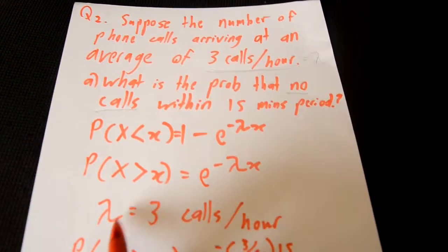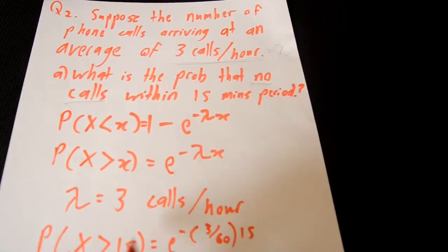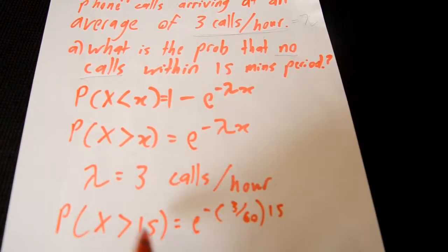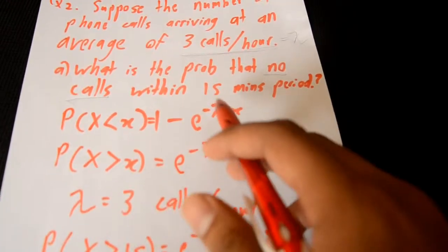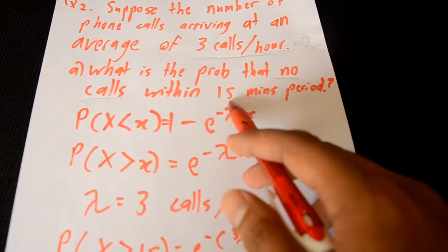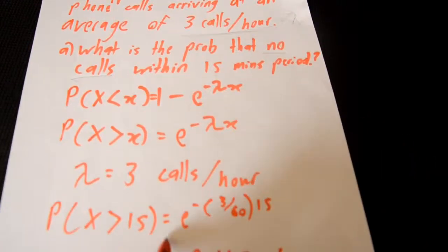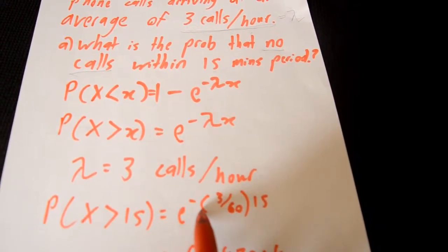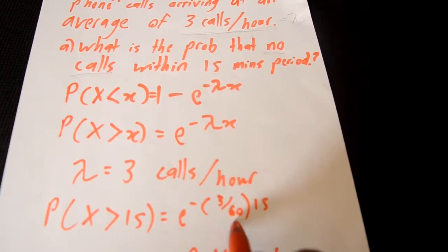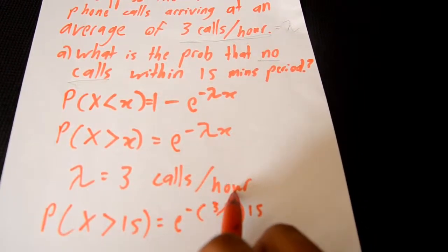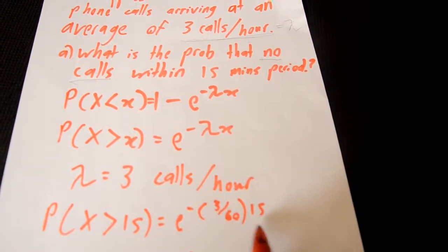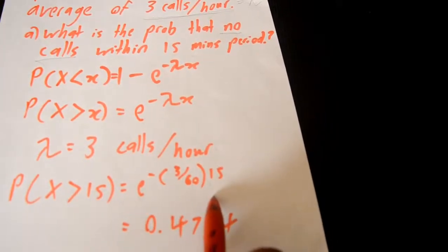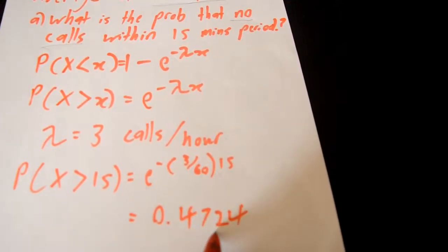From the question we know that lambda is equal to 3 calls per hour. Like always, we substitute lambda equals 3 into the formula, and x equals 15 because it wants the probability for a 15 minute period. So just insert into the formula e to the power of negative 3 over 60, which means 3 calls per 60 minutes, times 15 minutes, which we get from x. If we calculate that, we get 0.4724.